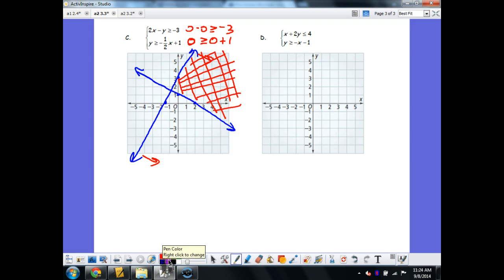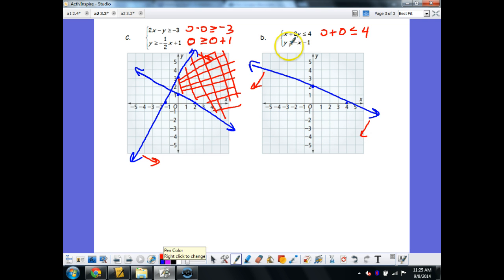And finally, D. Graphing the line x plus 2y equals 4. X-intercept is 4, y-intercept is 2. Since it's less than or equal to, it will be a solid line. And to determine which side of that line to shade, plug in 0, 0, because it doesn't go through 0, 0. Is 0 plus 0 less than or equal to 4? The answer is yes. So our final shaded region will be part of that area down there.